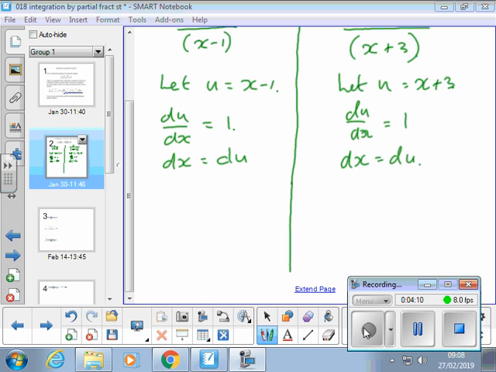So carrying on this side, we can now say the integral of 2 over x minus 1 dx is equal to the integral of 2 over u du. So we replaced x minus 1 with u, and we've replaced dx with du. Now if we integrate 2 over u, what do we get? Look in your tables.